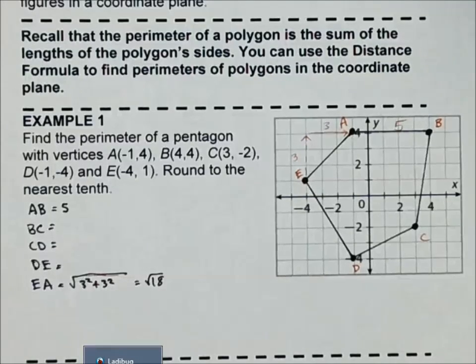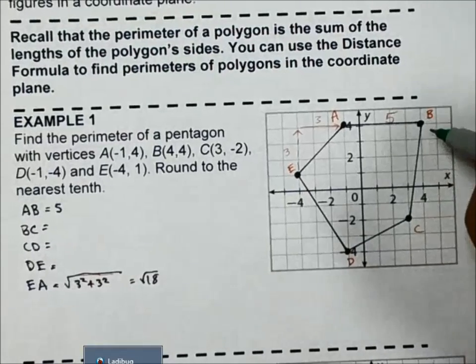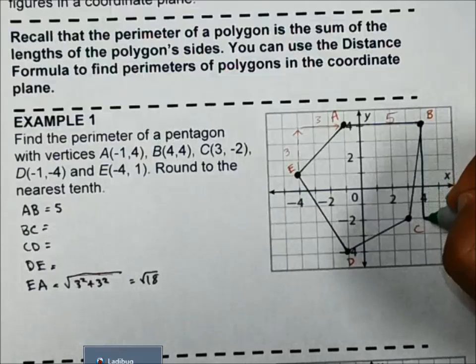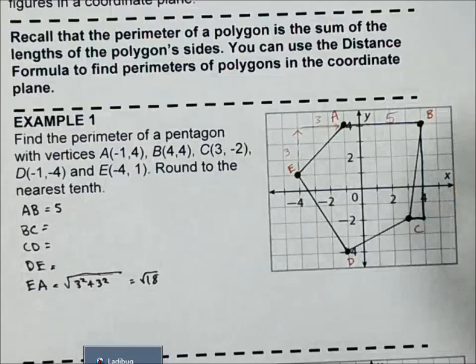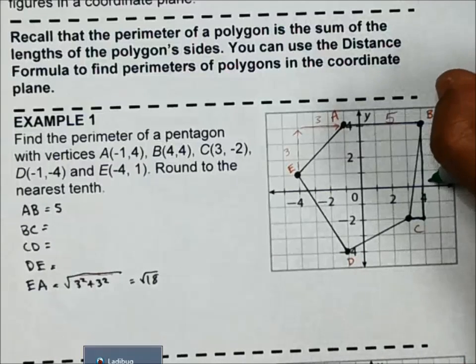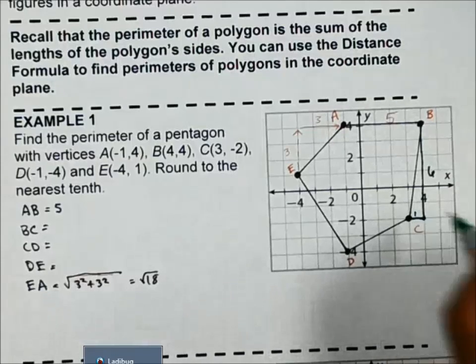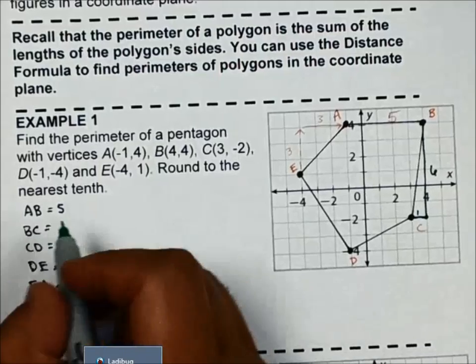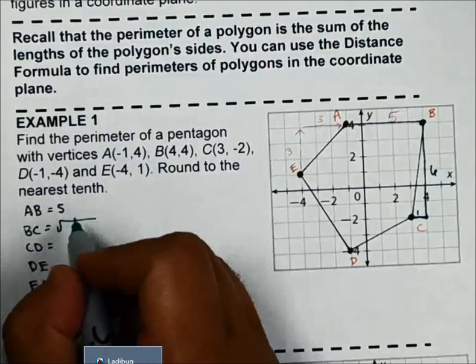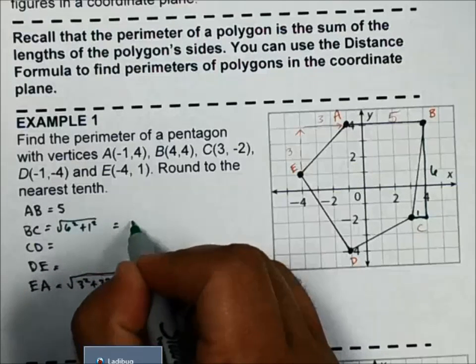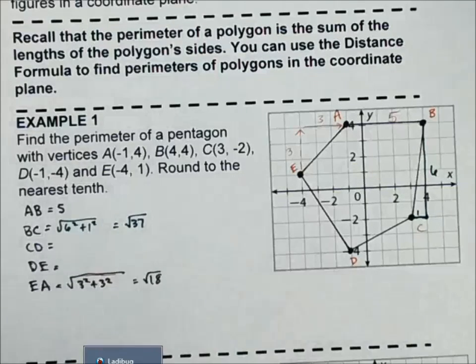Alright, I'm going to keep doing the same thing around the polygon. So I'm going to go now from B to C. I need to count my units down this way, and then my units horizontally across. So that's going to be 1, 2, 3, 4, 5, 6. So this has a length of 6, and this is a length of 1. So BC is going to be equal to the square root of 6 squared plus 1 squared, which comes out to the square root of 37.